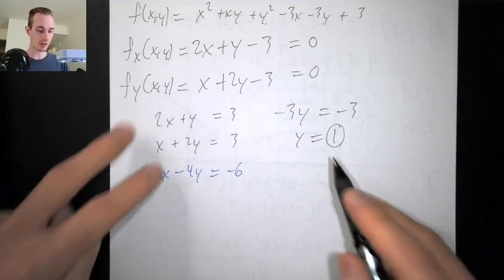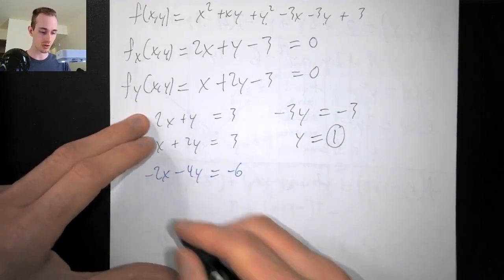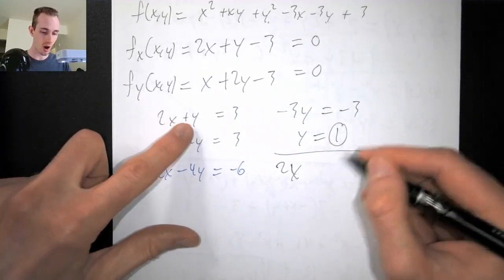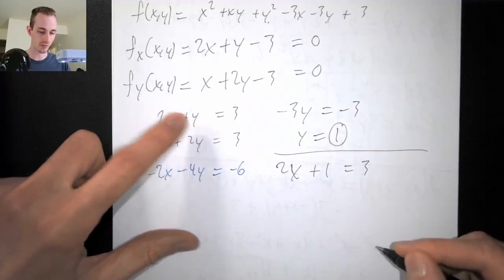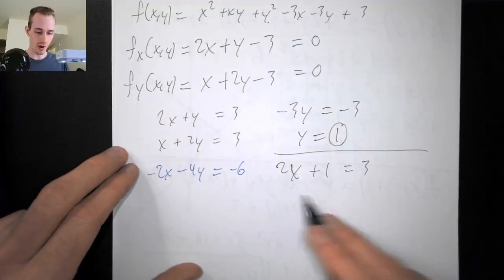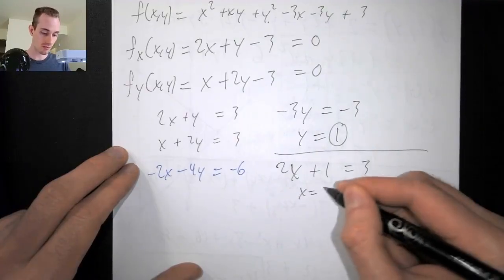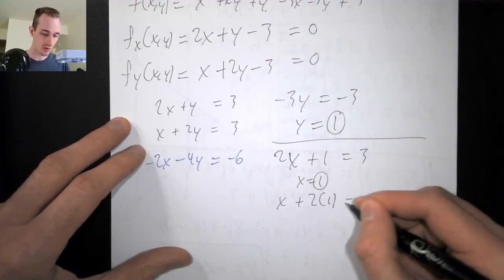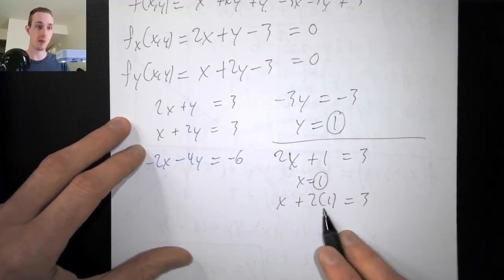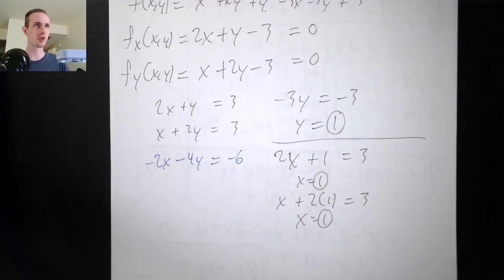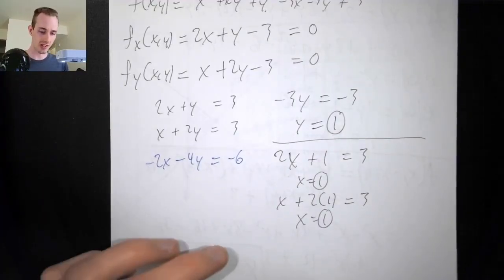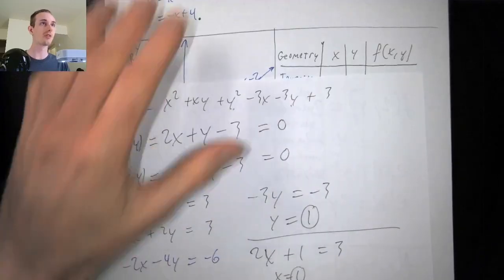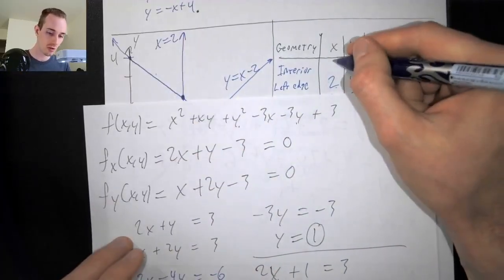We'll have to plug that back into an equation here to get x, and we can use either one. We'll do, say, the first one here, 2x plus y, but we know y is 1 now, equals 3. Move the 1 over, divide by 2, you get what? Just 1, x equals 1. And if we did the other one, once again, we should get the same result. That's just 2, 3 minus 2 is also 1. So a nice double check there, checking both equations. So we'll put that in the table. For our interior critical point, we got 1, 1. So on the table here, interior, 1, 1.